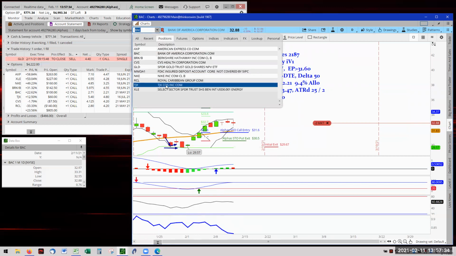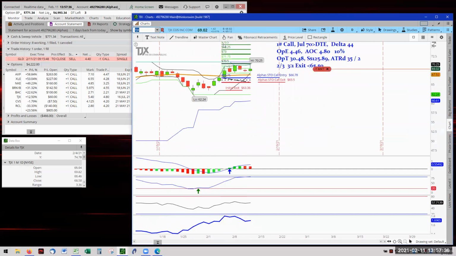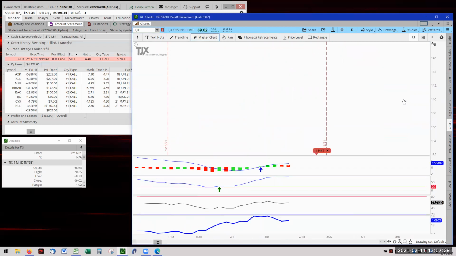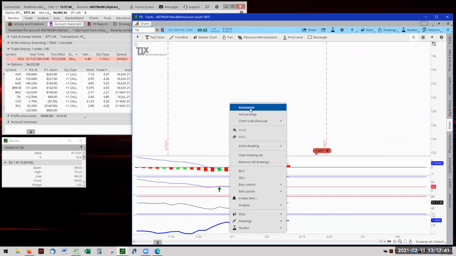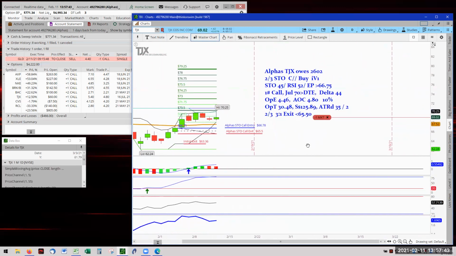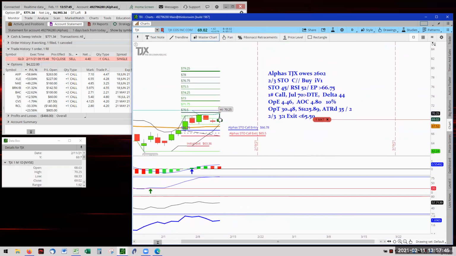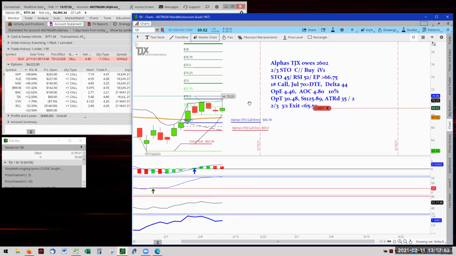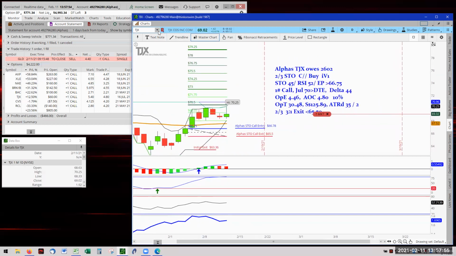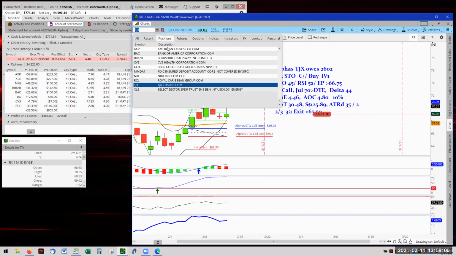Going on to TJ Maxx. Now, look at that. We had a nice push up here and fell back. So we're still waiting for TJ Maxx to join the party right there. Okay, that takes us now to our CVS and RCL, which have not qualified. So let's go on to our exit today, which is gold, and see what happened there.